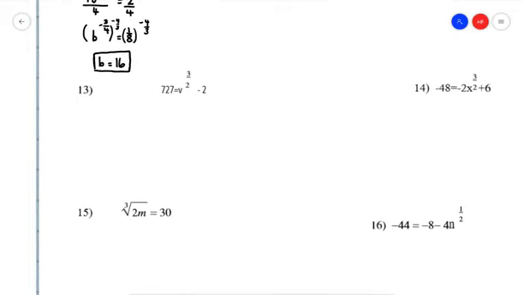Then on number 13, we have another one where it is not in parentheses. So on this one, again, we want to make sure that the variable is isolated first. So we get 729 is equal to v raised to the 3/2 power. And then we're going to raise everything to the reciprocal power of 2/3. So 729 raised to the 2/3 power is 81. And since v is isolated after that point, we've got v equals 81.